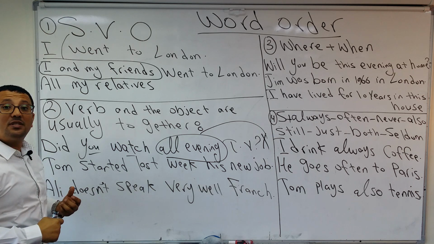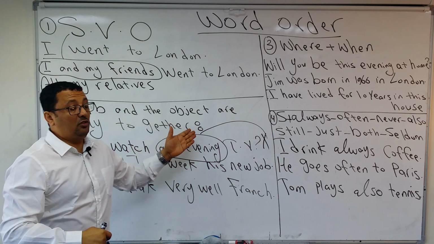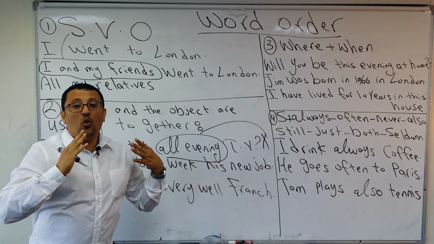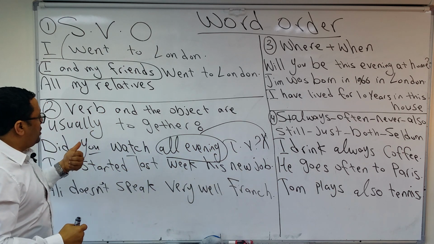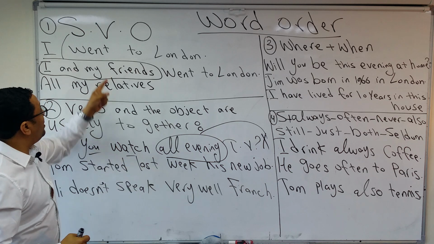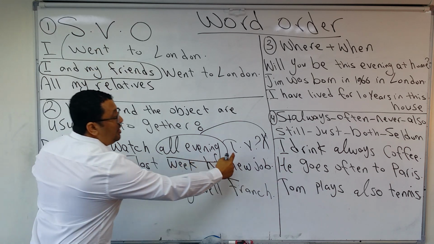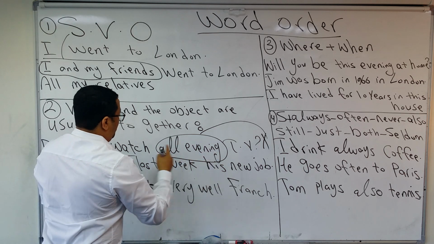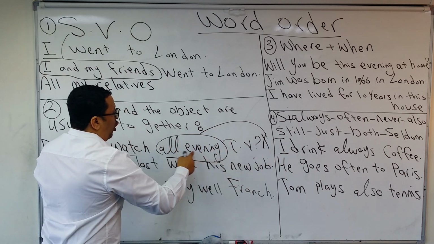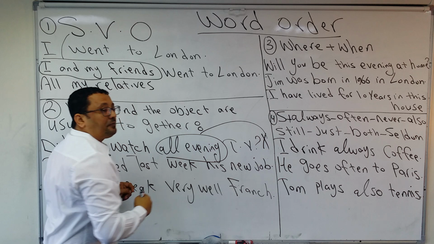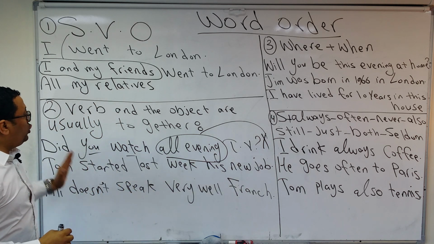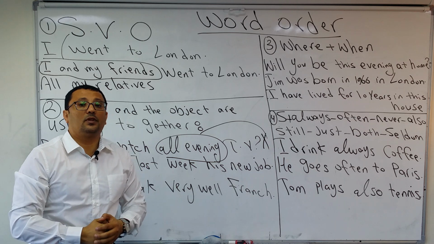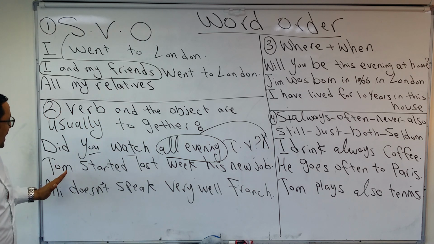In a question, someone says, did you watch all evening TV? Of course, it's a wrong sentence. Why, Mr. Murad? Here, the problem is watch is the verb. And where is the object? It is TV. So don't put, as I told you before, anything between the verb and the object. All evening must come at the end. So it will be, did you watch TV all evening? That's the correct sentence. Let's move to the second example.